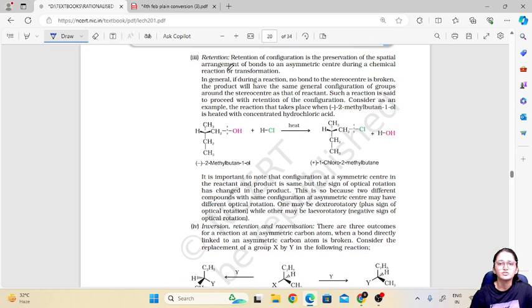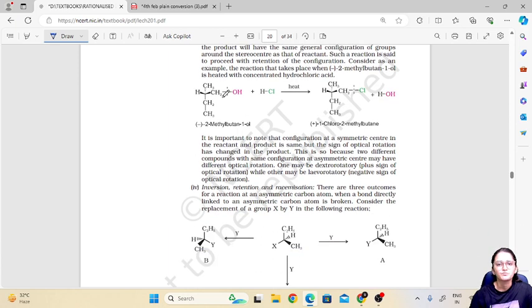Then retention. Retention of configuration is the preservation of the spatial arrangement of the bonds to an asymmetric center. In simple language, what is retention? If I have an OH group attached to this carbon, and I add a certain nucleophile and carry out the reaction, and that nucleophile gets attached to the same position where the OH was, then it is called retention. We are not changing the position of that group, so it is retention.